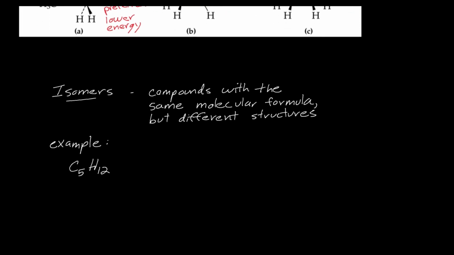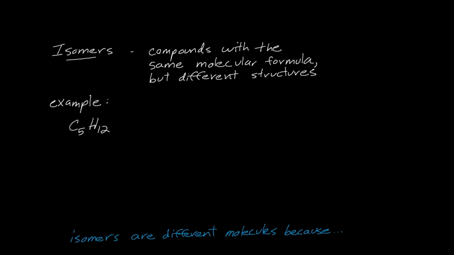Okay, another key concept, isomers. The definition of isomers: molecules with the same molecular formula but different structures. So the molecular formula, say C5H12, that's what we mean by a molecular formula. We can draw a molecule that has that molecular formula by starting out this way and just connecting 5 carbons like this.